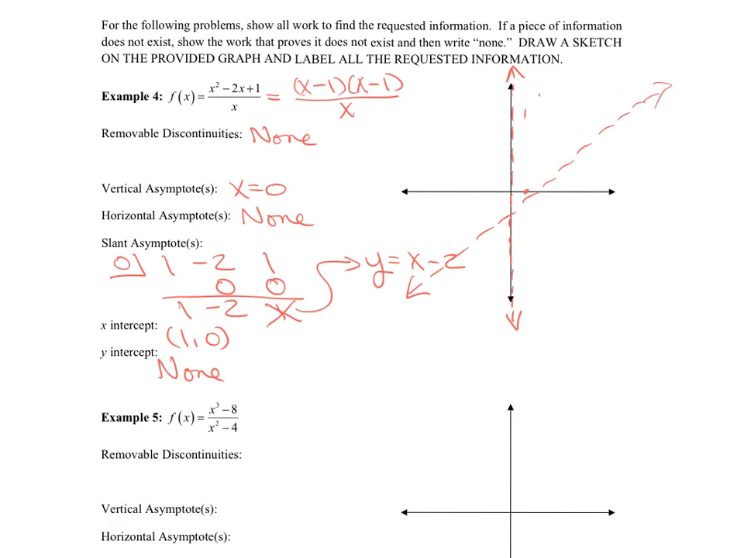Don't forget, x-intercept is 1, 0. There is no y-intercept, so the graph looks approximately like that.